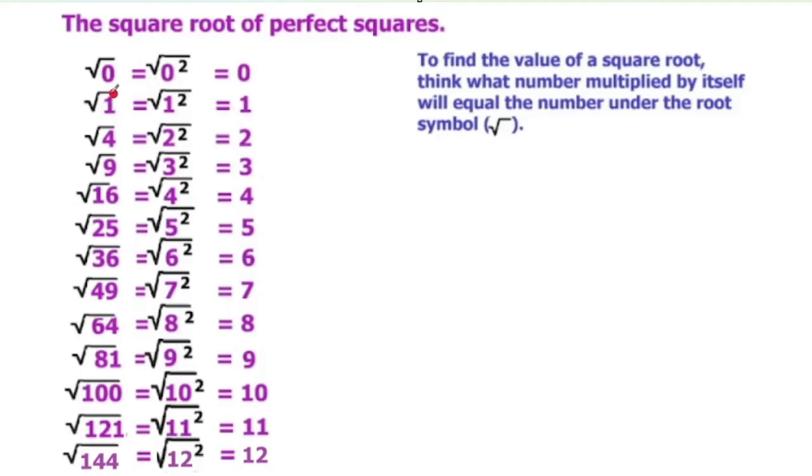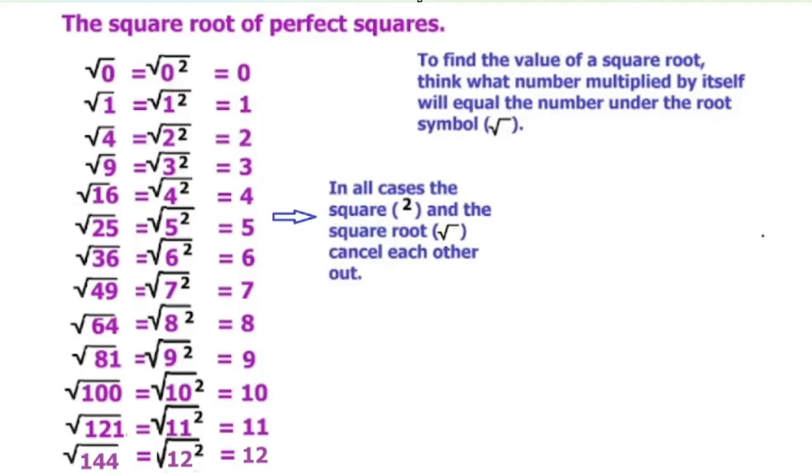So what number multiplied by itself will give you 1? So 1 times 1 gives you 1. And the square and the square root sign cancel each other out. So then we're left with 1. And we just keep going like that. In all cases, the square and the square root cancel each other out.